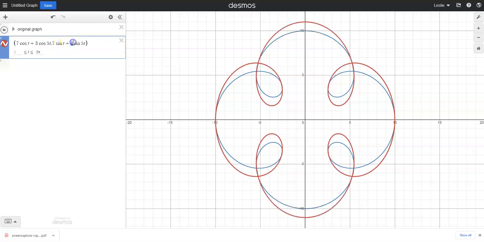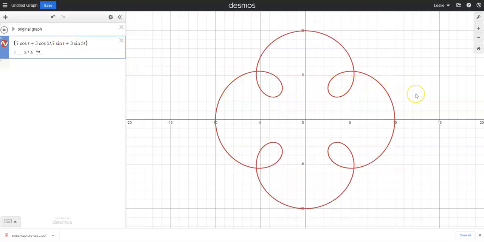7 and 3. And there you have it. I can't see the blue graph at all anymore. So that's my answer. Is it the right answer? Well, yes, it is, but it's not the only right answer.